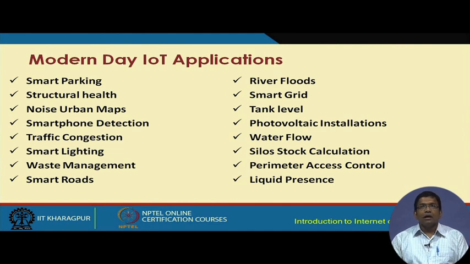So, in the modern day IoT, people are talking about different applications such as smart parking, structural health monitoring, noise urban maps, that means noise maps in a particular city or an urban environment, smartphone detection, traffic congestion, smart lighting systems, waste management, smart roads, river flood monitoring, smart grid, tank level monitoring, water tanks, photovoltaic installations, water flow monitoring, stock calculations, access control, presence of different liquids, hazardous materials, and so on and so forth. A large number of applications are envisaged.